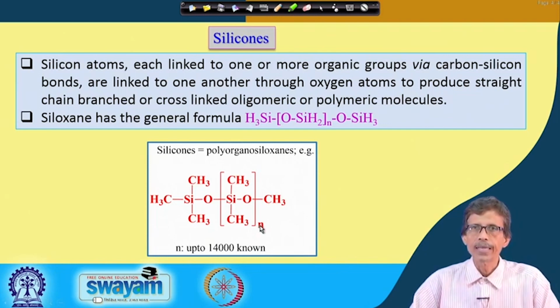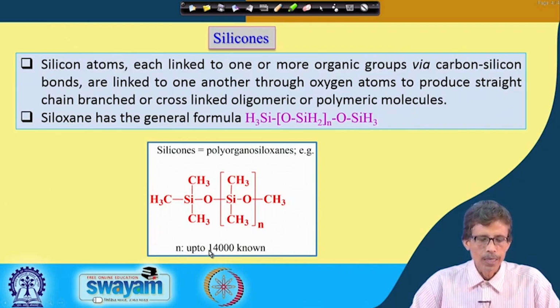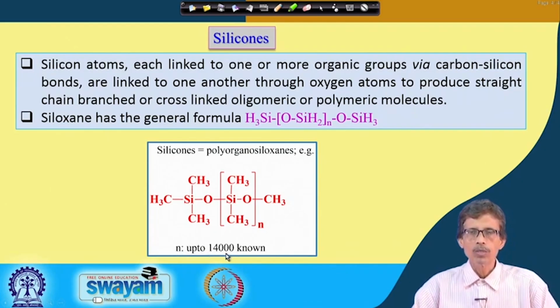And this n can vary a lot. These n values can go from say 1 to 14,000. So the molecular weights of these materials are very high. So we get basically a rubbery material. That rubbery material is not even oil, it's not even fluid, it is basically a rubbery material when the molecular weight is very high. Sometimes these are very useful because, compared to the carbon analog of this polymeric material, property wise these silicone materials are far superior to your organic carbon based polymeric material.